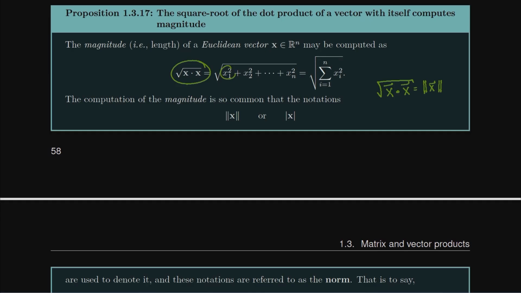And if you think about it, this x1 squared really is x1 minus 0. It's the distance between that part and the origin, the 0. We are using the distance formula here, but now that we have the dot product at our disposal, we have a nicer way of representing it. So the square root of the dot product with itself gives the magnitude or length of a Euclidean vector.